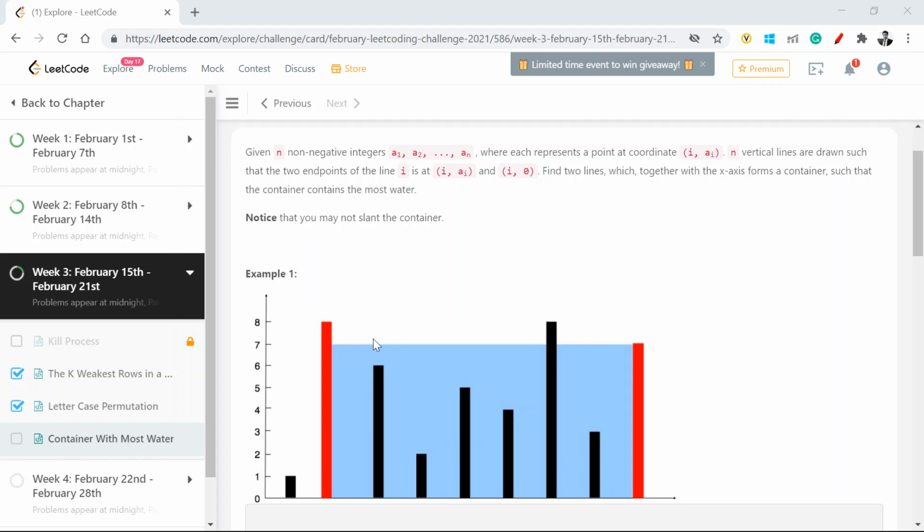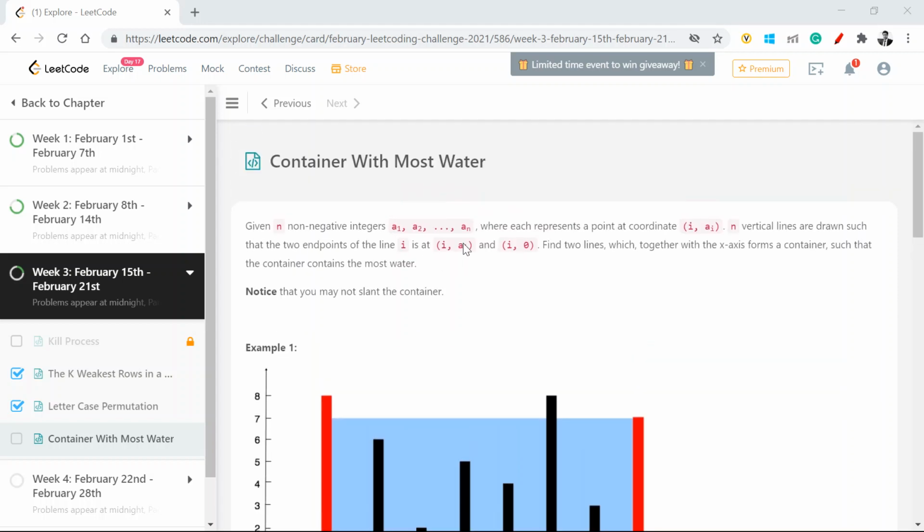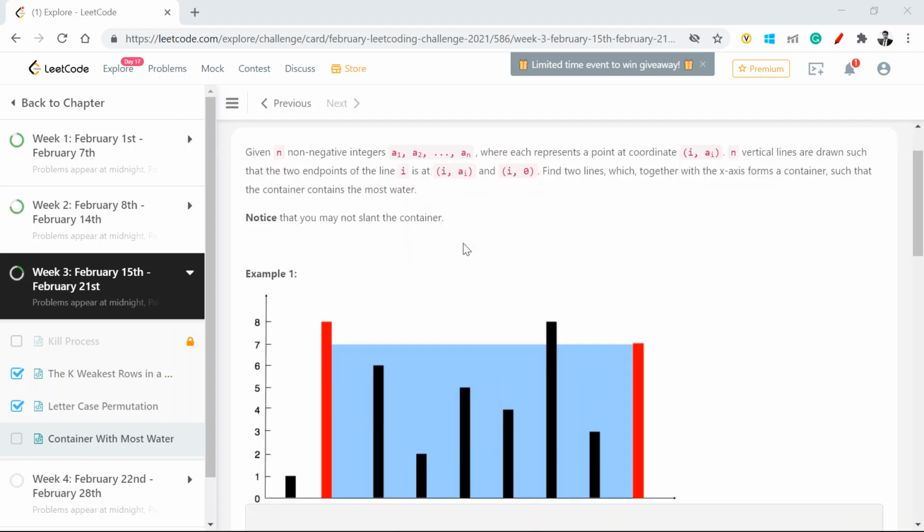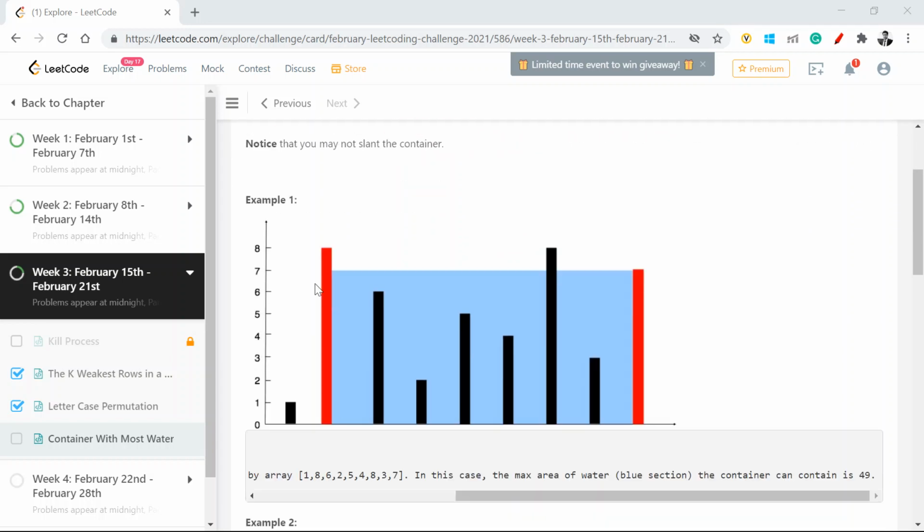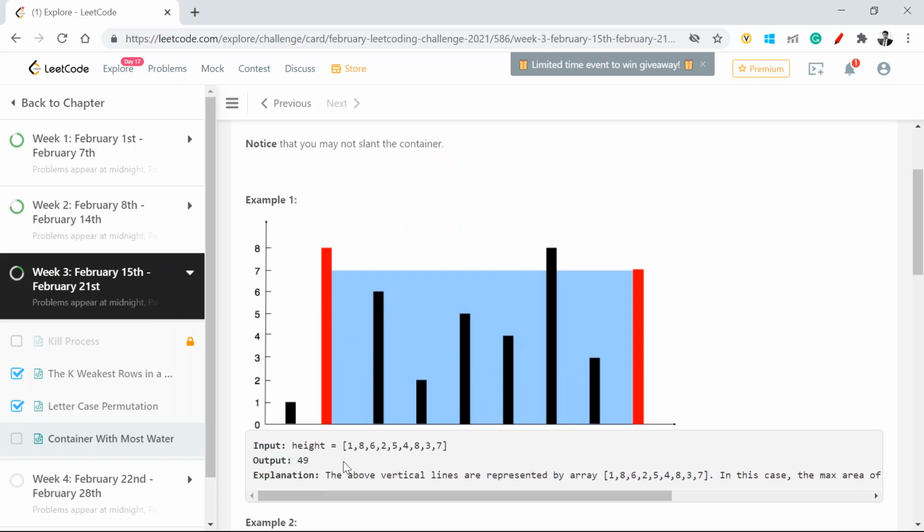So what I mean by that is, assuming I have an array containing heights, assume that to be the height of a building, right? If I plot that array of heights onto an x and y axis, and if I look at this example, it says 1 8 6 2 5. This is the input given to me. If plotted onto the x and y axis, it looks something like this. So assume this to be a building.